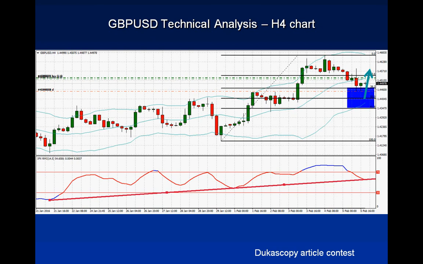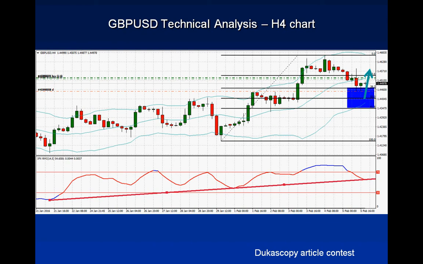1.447 and around 1.44 is good for buying, but if you see a daily close below 1.44, it's not good for buying, and you need to be flat and wait for some other opportunity for British Pound Dollar buying.